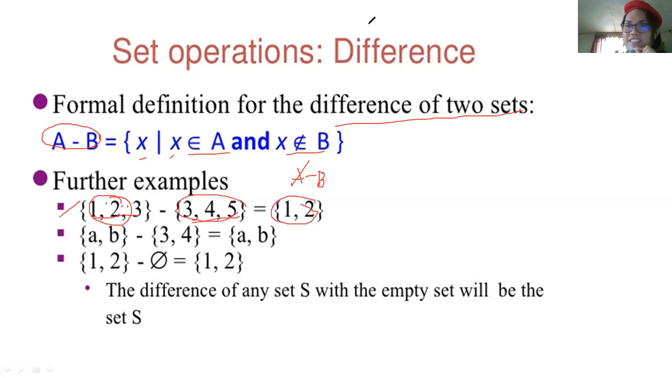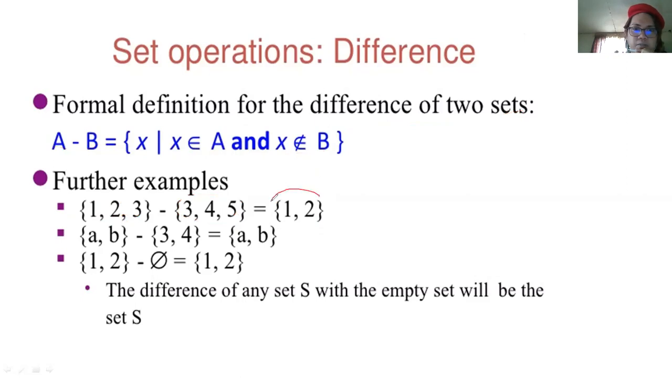What is in the first given set that is not in the second given set? That's the meaning. So the answer here is {1, 2}, because only 1 and 2 belong to the first set and do not belong to the other set, {3, 4, 5}. What about this one? {A, B} minus {3, 4}. So easy, right? A and B do not belong to {3, 4}, but they belong to the first set.